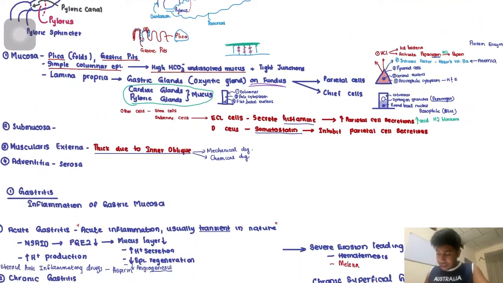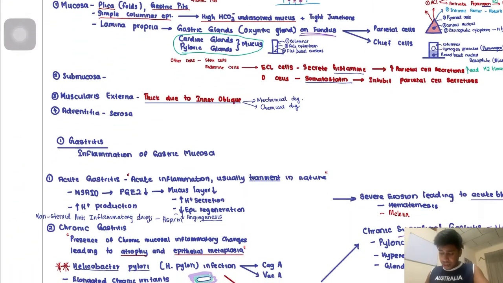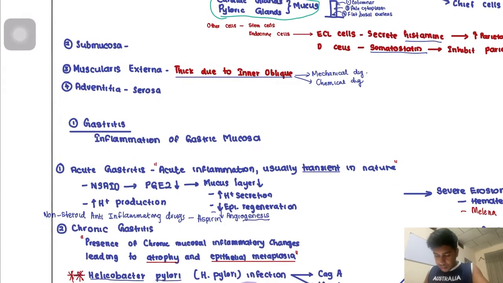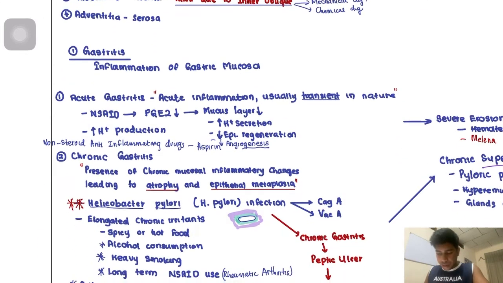Okay, this is basic histology. Next, the submucosal layer is normal. The muscularis externa has a third layer, an inner oblique layer, because the stomach is involved in both types of digestion, mechanical and chemical. It's going to break down the food and mix it with the acids. And finally, the adventitia is a serosa.